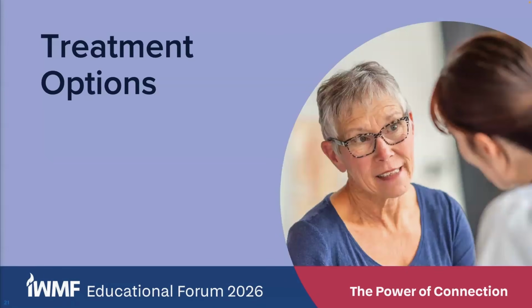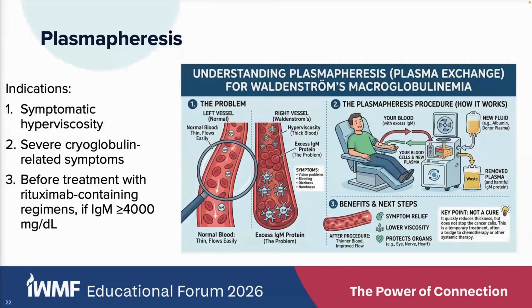Okay, let's talk about treatments. So there's something called plasmapheresis or apheresis. This is really just a way to filter out the IgM. Again, the IgM is a very big molecule. If there's a lot of it, it can cause symptoms and complications.